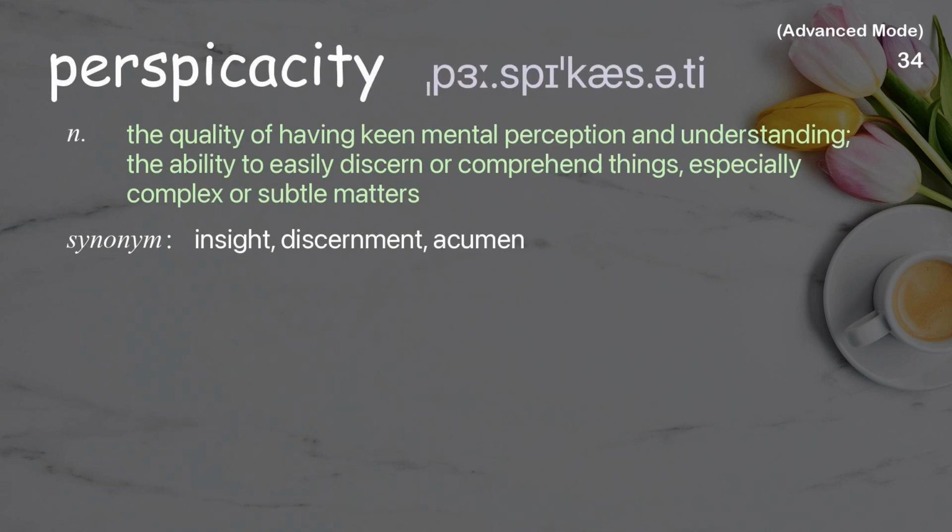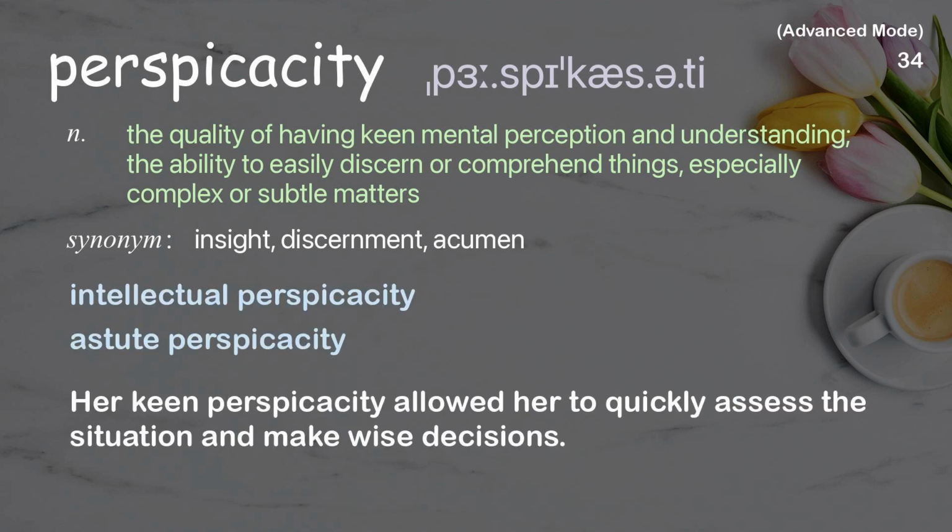Perspicacity. The quality of having keen mental perception and understanding, the ability to easily discern or comprehend things, especially complex or subtle matters. Examples: Intellectual perspicacity. Astute perspicacity. Her keen perspicacity allowed her to quickly assess the situation and make wise decisions.